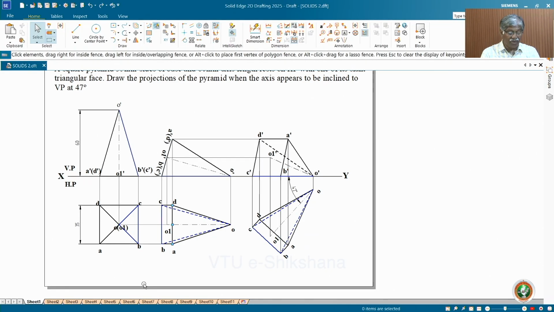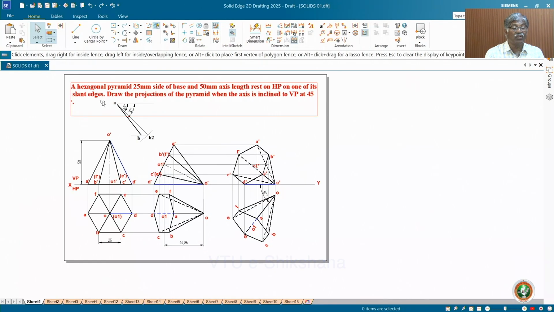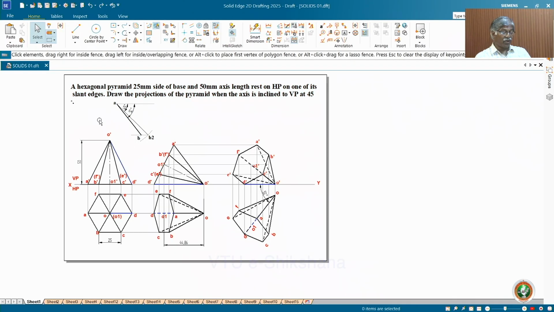Now, I will take up one more example of a hexagonal pyramid and show you what exactly the problem is. Here is the problem on a hexagonal pyramid of 25 mm side of base and 50 mm axis length on HP and one of its slant edges. Earlier we had a problem on slant face for the square. Now I have a problem on slant edge. Slant edge means corner condition.